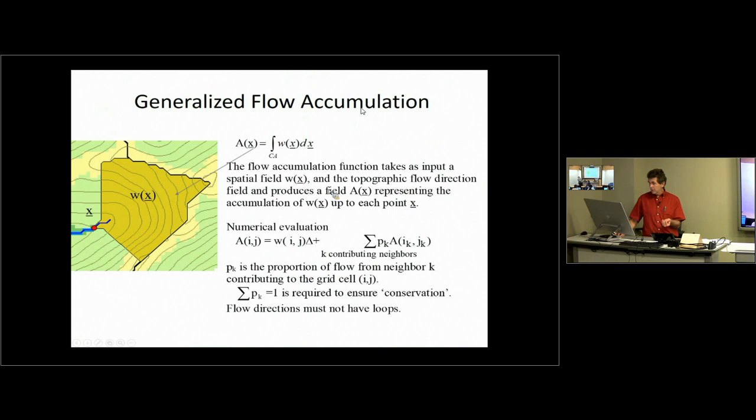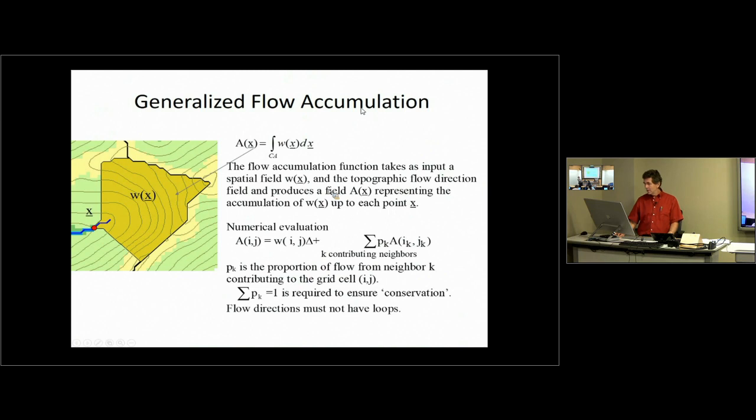And the numerical evaluation is summing up the contributions from the grid cell itself plus its neighbors, according to the rules that the proportions of how much flow goes from each grid cell to any of the downslope ones has to add up to 1, because if you had 100% going here and 100% going here, you'd be multiplying the amount of water you've got, which would be a wonderful thing in a place when there's a drought, but it wouldn't be physically realistic.